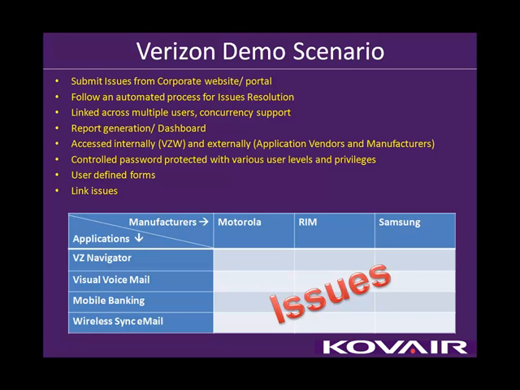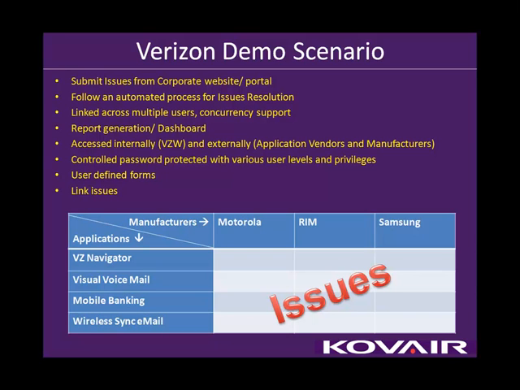This diagram shows the issues as they are categorized by the number of different devices from different manufacturers, like Motorola, RIM, that is the BlackBerry manufacturer, and Samsung, as well as different applications. And we have chosen four popular applications from the Verizon website. So each issue belongs to a particular device and a particular application.